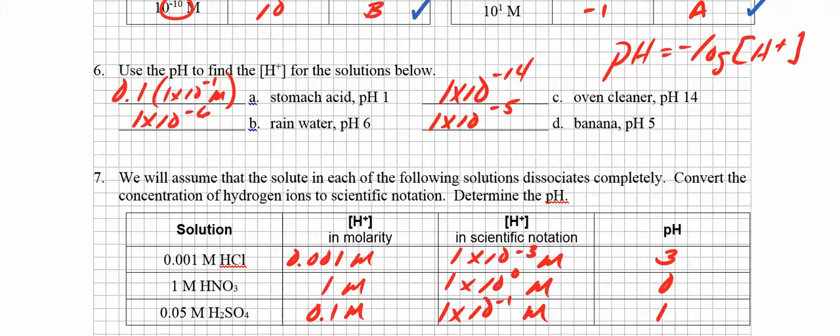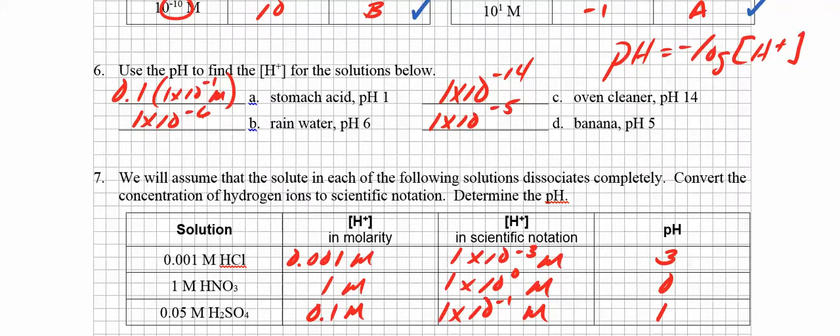So if you know one, you know the other. Let's take a look at B. We have rainwater with a pH of 6. Now, if the pH is 6, we're going to determine the hydrogen ion concentration from this formula. So it becomes 1 times 10 to the minus 6. So if we have 6 for the pH, we're going to have a power of the same thing, 1 times 10 to the minus 6, and that'll do it for B.